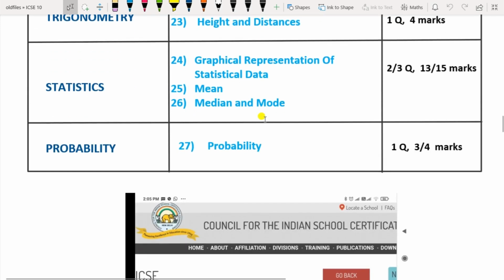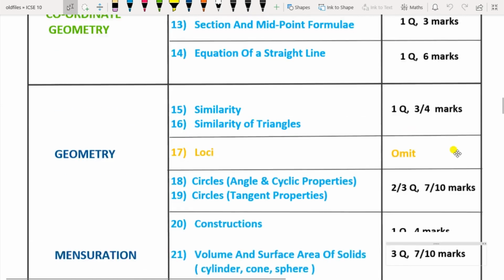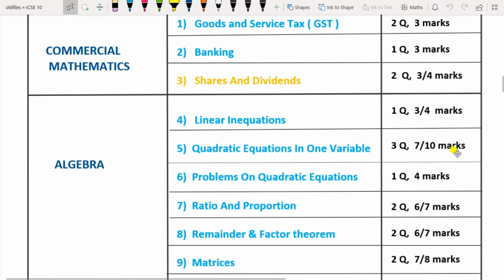Then statistics, graphical representation of statistical data, that is histogram and ogive is there. Then mean, median and mode. So only 3 formulas for mean, and here the calculation should be done properly. If you do the calculation properly, then you will get the correct answer. Then median and mode is there. So from these 3 lessons 2 to 3 questions for 13 to 15 marks can be asked. And last is the probability, a very easy lesson, 1 question for 3 to 4 marks can be asked. So this is about your weightage of marks per lesson, okay.